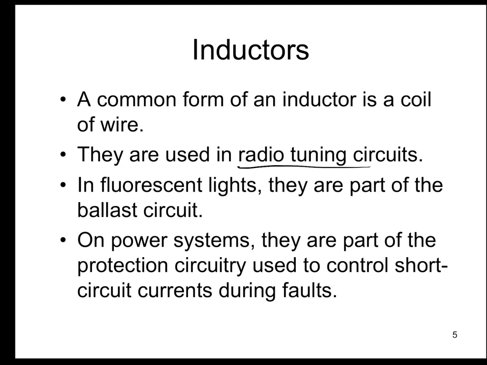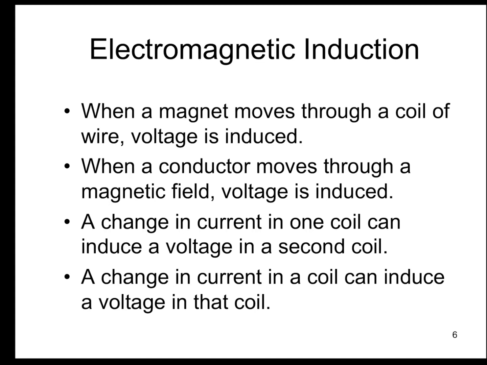Because when we have a giant change in the current applied to an inductor, it creates essentially an open circuit and prevents that current from being passed on to the load. All right. So when a magnet moves through a coil of wire, we know voltage is induced.